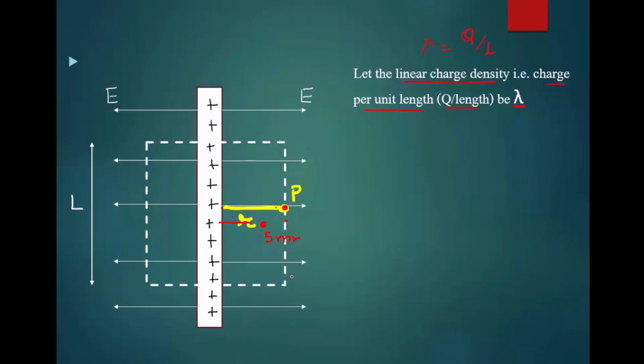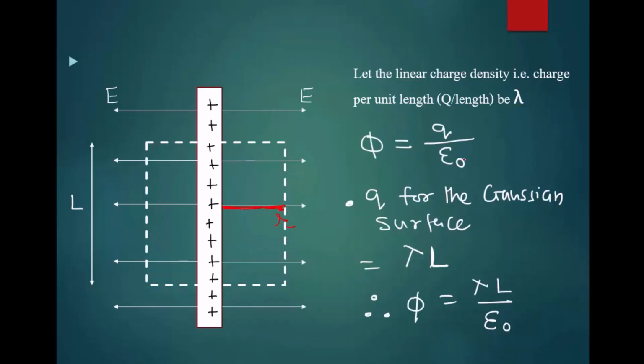Right. Now we know that phi is given by Q upon epsilon naught by Gauss law. Phi is equal to Q upon epsilon naught. So let us first find out Q for this Gaussian surface part. Q for this Gaussian surface part will be lambda into L, because the length of this wire which is enclosed in this cylinder is L, and therefore the charge enclosed in this Gaussian surface is L into lambda, because lambda is the linear charge density. So Q is equal to lambda L, and therefore I can write phi is equal to lambda L upon epsilon naught.